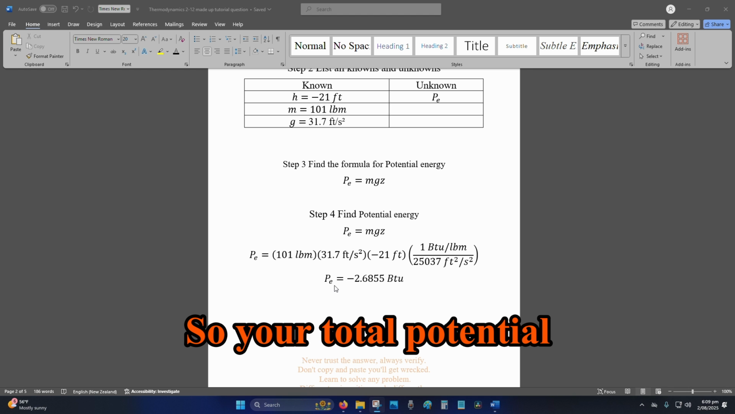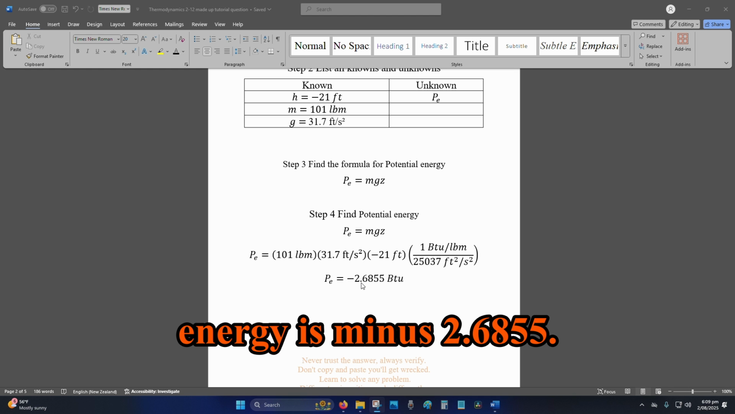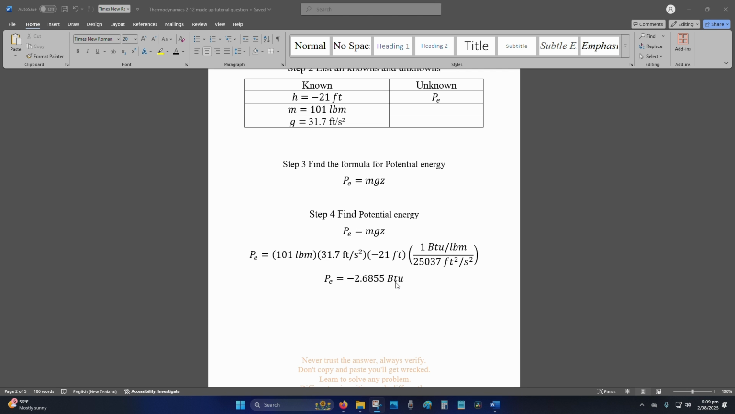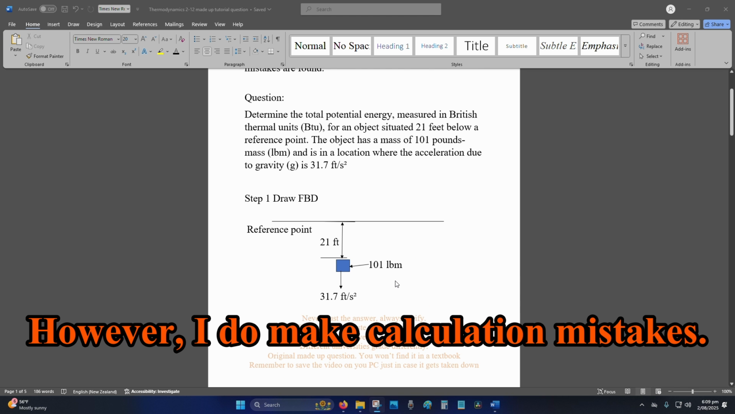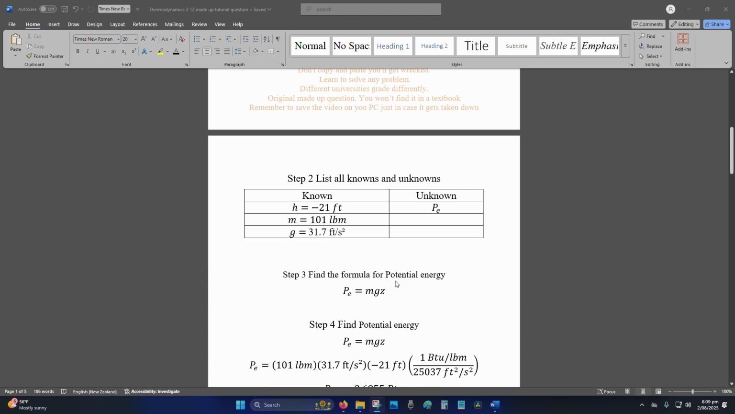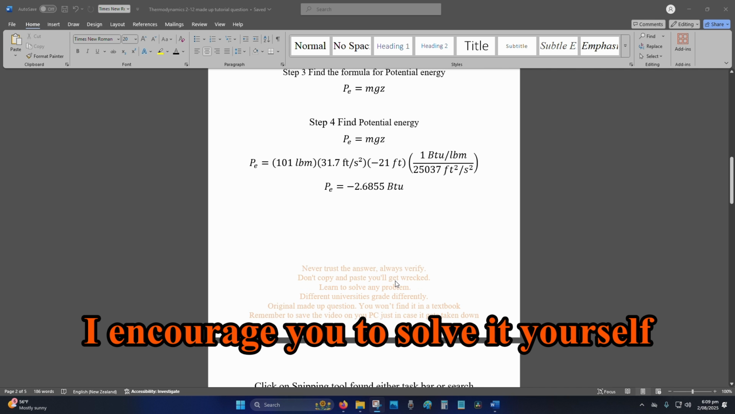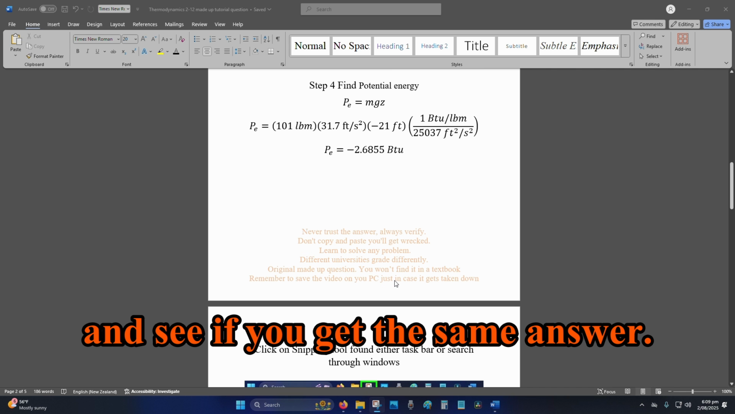So your total potential energy is minus 2.6855 British thermal units. Disclaimer: the method is correct, however, I do make calculation mistakes. I encourage you to solve it yourself and see if you get the same answer.